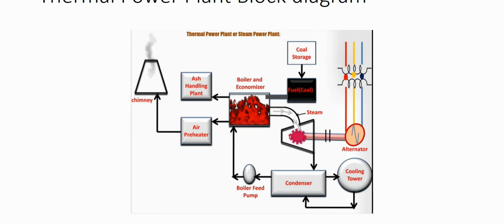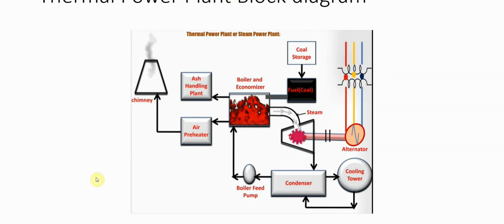We don't want to waste that energy, so these gases can be fed to the air preheater, and this air preheater will extract all the energy from the hot gases. Then the gas will flow through the chimney and be exhausted. But that extra energy will be extracted with the help of the air preheater, and that heat you can use again to boil the water, or to increase the temperature of the water.